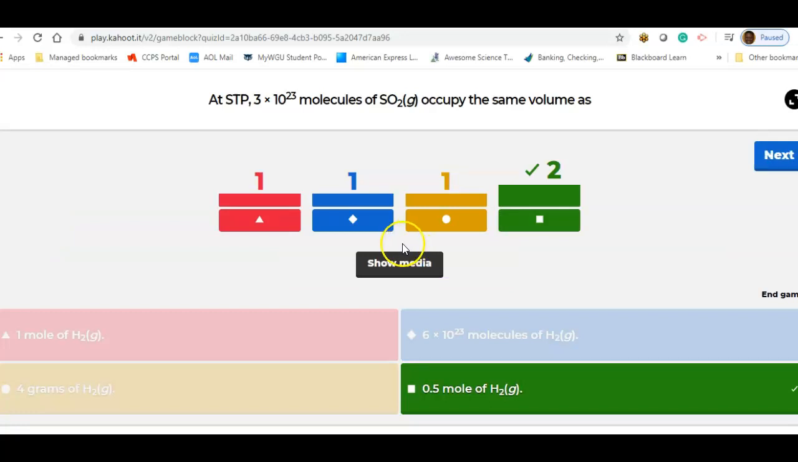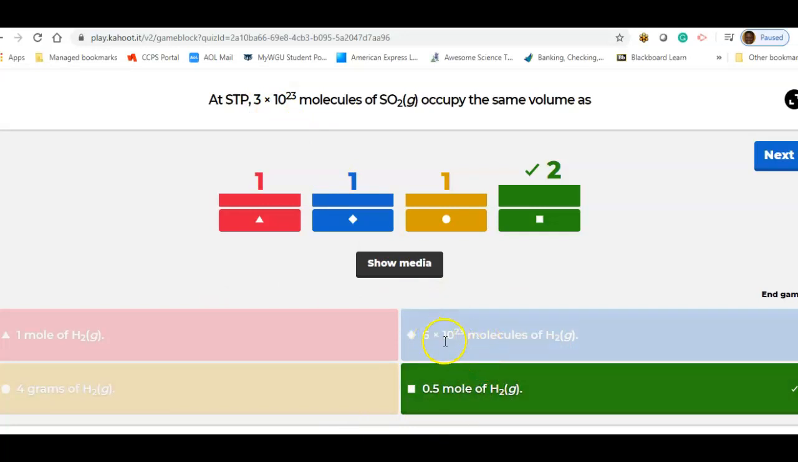This is a similar problem to the previous one. At STP, 3 times 10 to 23 molecules of SO2 occupy the same volume as what? Now, this 3 times 10 to 23 molecules is the same thing as half mole of that substance, because 1 mole will contain 6.02. So if it is 3, then it is half. So which of these will be half? It's only 0.5 mole of hydrogen.